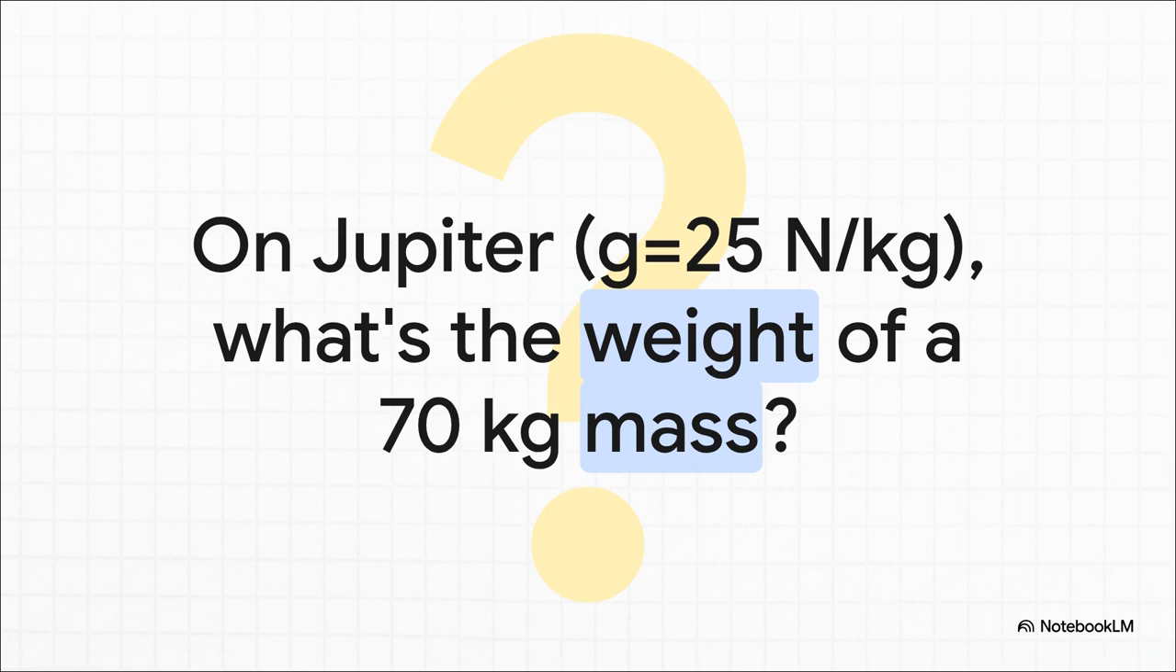All right, to finish up, I'll leave you with a final challenge. On the massive planet Jupiter, the gravitational field strength g is a whopping 25 newtons per kilogram. So, if your mass is 70 kilograms, what would your weight be on Jupiter? Grab a calculator, use the formula, and see just how heavy you'd feel. That's the power of physics right there.